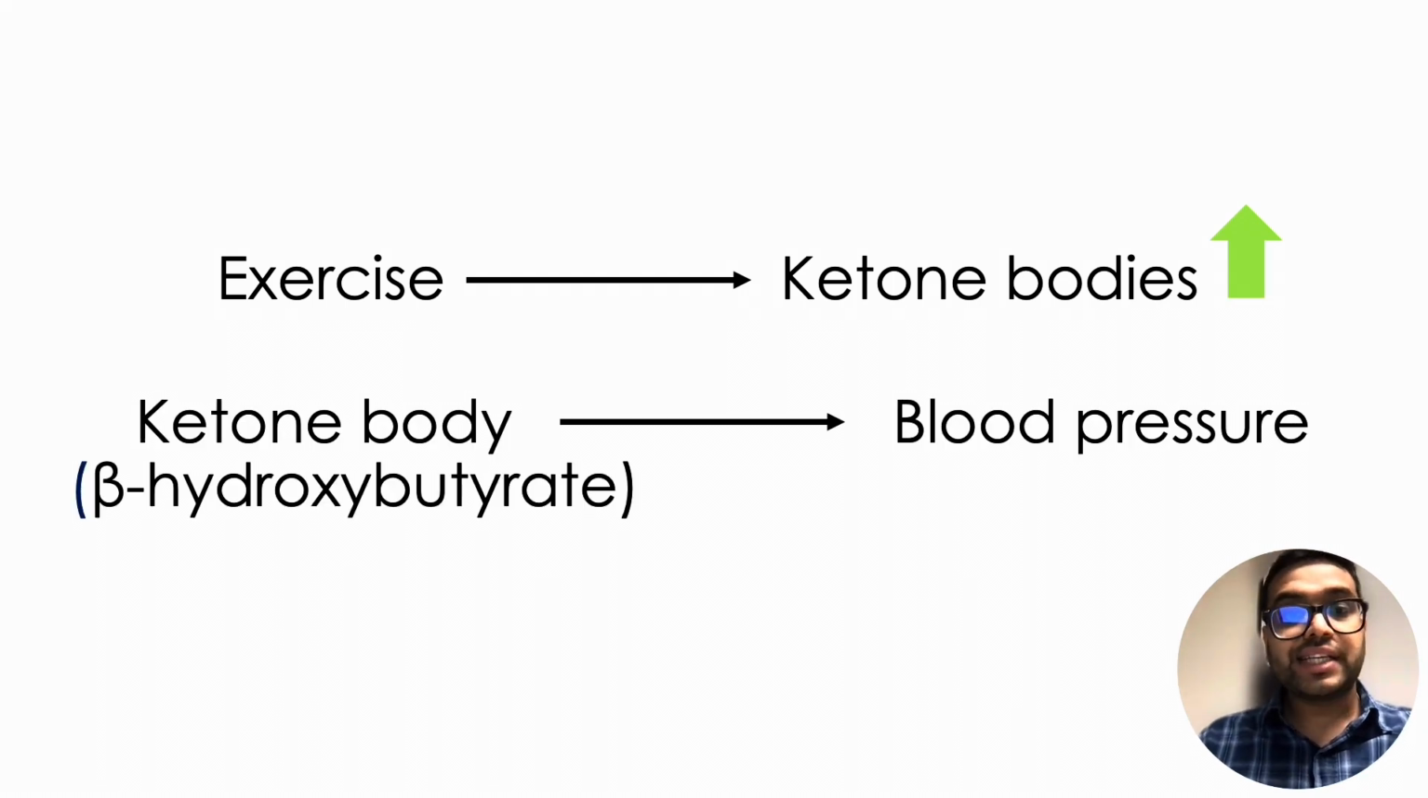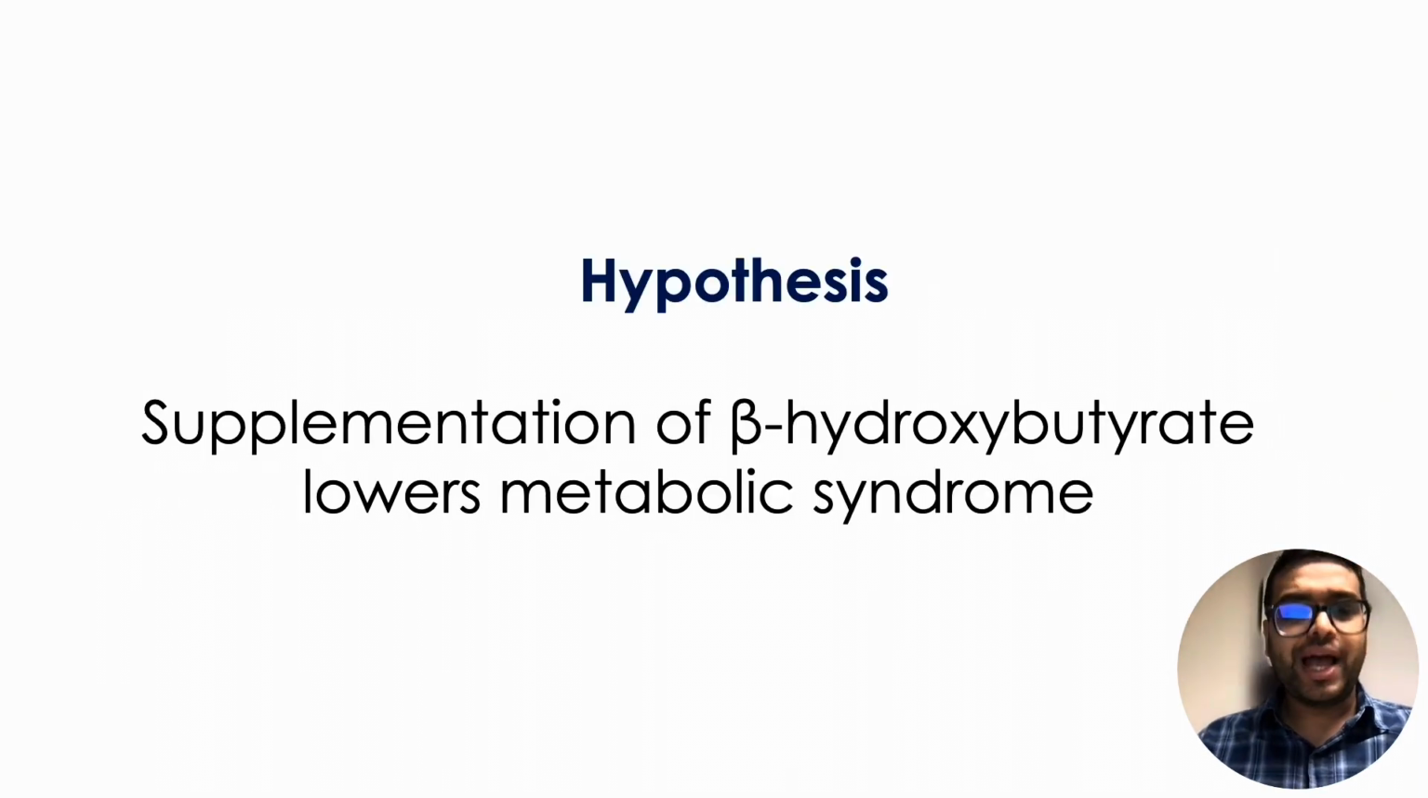So exercise increases the production of ketone bodies, and my lab previously showed that the ketone body beta hydroxybutyrate can have a blood pressure lowering effect. So we hypothesized that supplementation of beta hydroxybutyrate can lower the other signs of metabolic syndrome such as higher body weight, higher blood glucose, high blood pressure. So we want to test that.